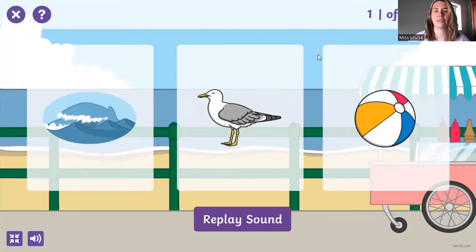So I would initially say, okay, depending on, again, their ability, if they have zero English or they're really shy, I'll say, okay, what do you think? What can you hear? And I'll go through each item. So is it the sea? Is it a bird? Is it a ball? If they get the answer right, I'll say, yes, well done, it's a bird. This is a seagull, for example.